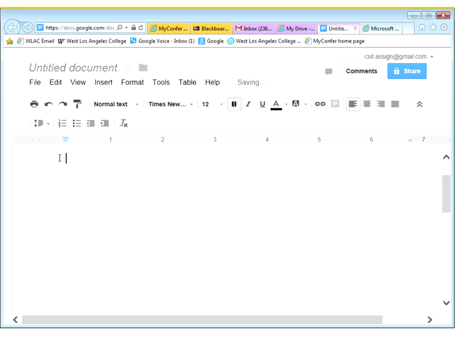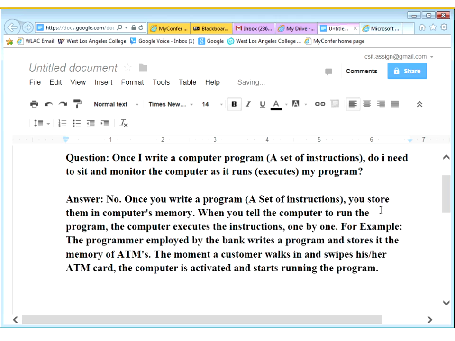Okay, let's see. So, question. Once I write a computer program, a set of instructions, do I need to sit and monitor the computer as it runs or executes my program? The answer is no. Once you write a program, a set of instructions, you store them in the computer's memory.